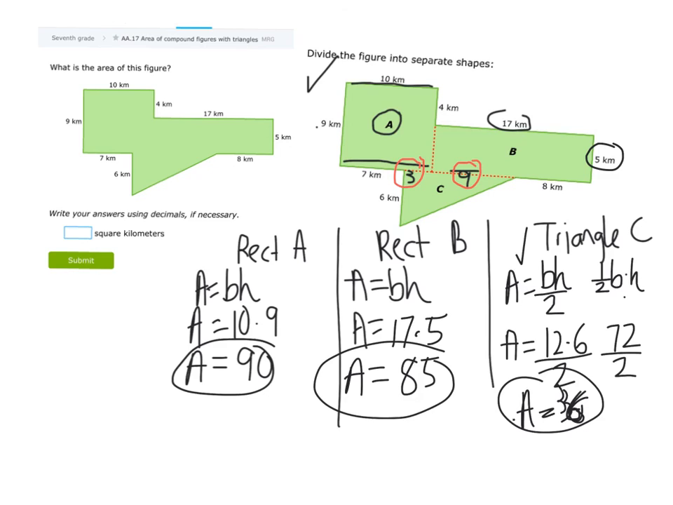Okay, so last we want to add them all up. So 90 plus 85 plus 36, and we get 211.